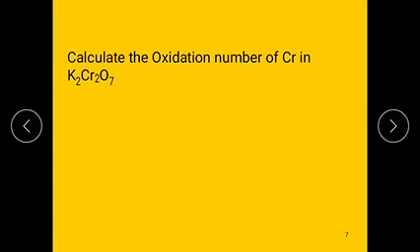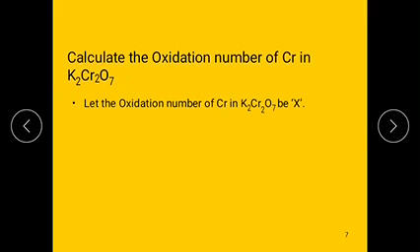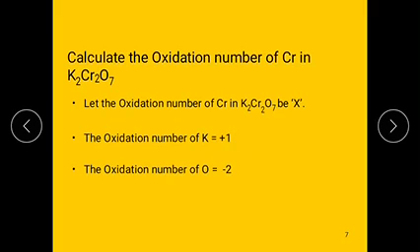The next one is: calculate the oxidation number of chromium in potassium dichromate, K2Cr2O7. First of all, we assume the oxidation number of chromium is x. We know the oxidation number of potassium is +1 because it is a group 1A element. The oxidation number of oxygen is -2.